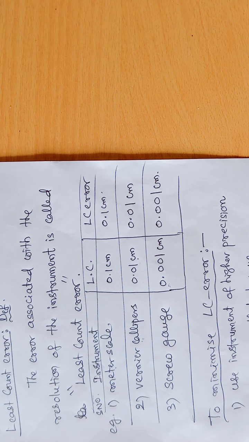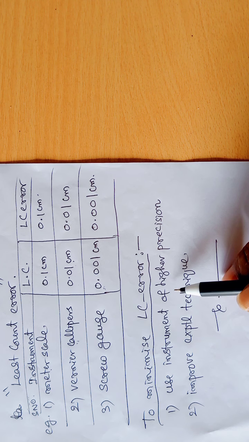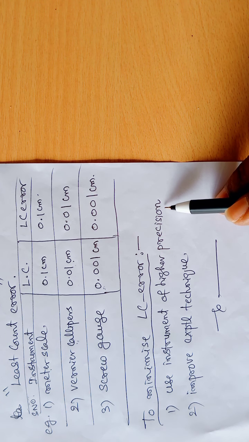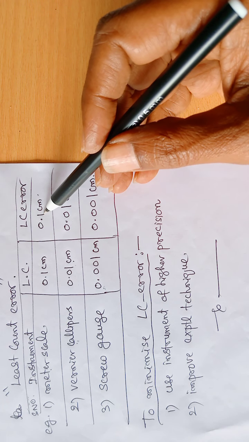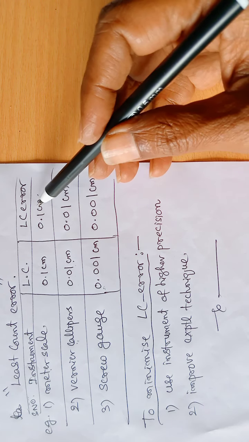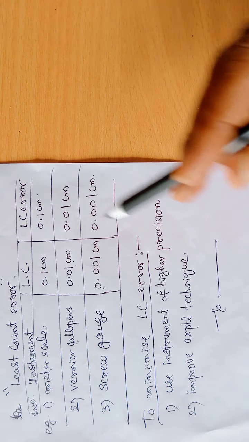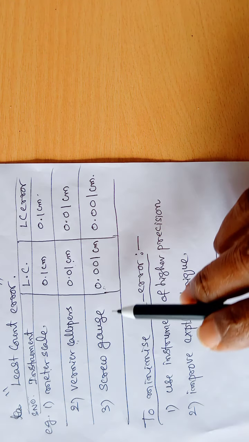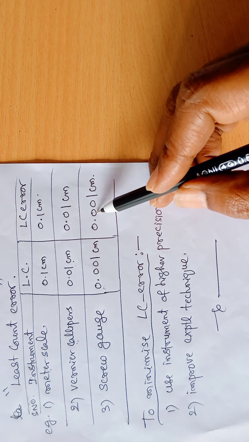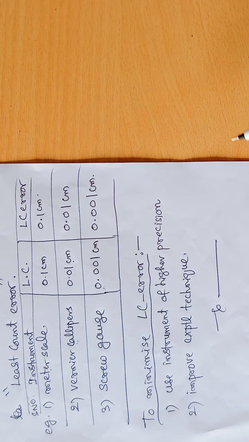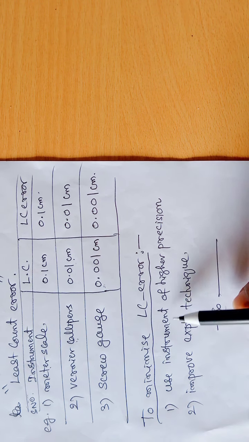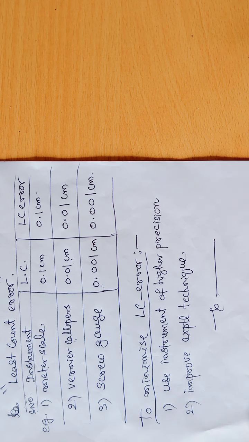Okay, then how to minimize the least count errors? Number 1. Use instrument of higher precision. See, compared to here, its precision is only up to 1 decimal division. Here, up to 2 decimal. So, compared to this, its resolution is high. And when you go to screw gauge, its resolution is up to 3 decimal places. So, its precision is higher than vernier calipers. In this way, you must use instrument of higher precision. Second one, improve experimental technique.